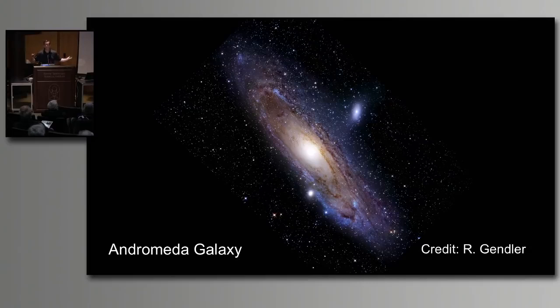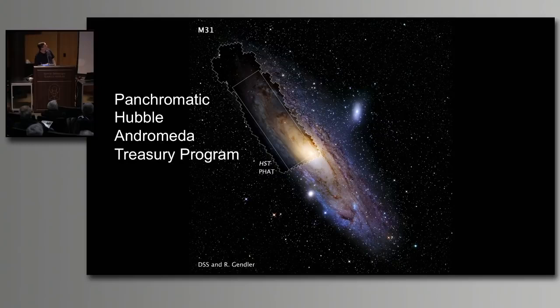It's about the same size as the Milky Way, perhaps about 10-15% larger from most estimates. And about 10 years ago, we did a very large mosaic panning through the Andromeda Galaxy, and it was called the Panchromatic Hubble Andromeda Treasury Program. Just because the PI wanted to be able to spell out PHAT. Oh, it's fat. All right.